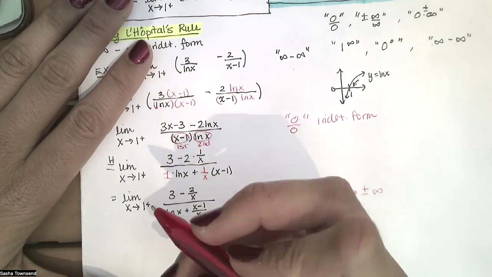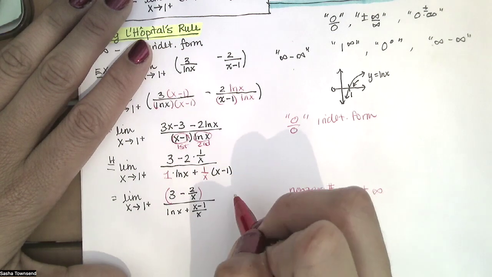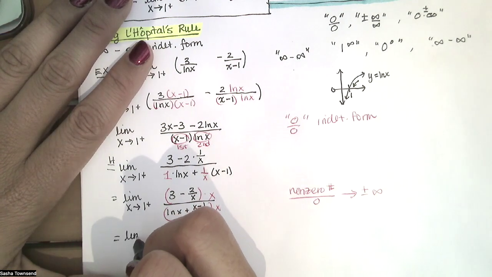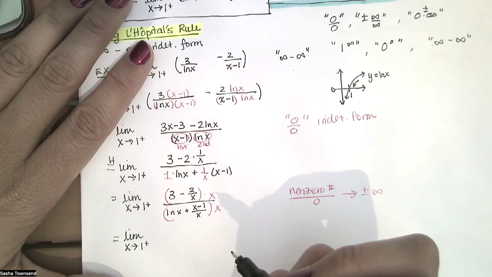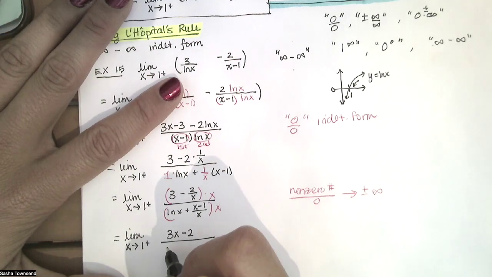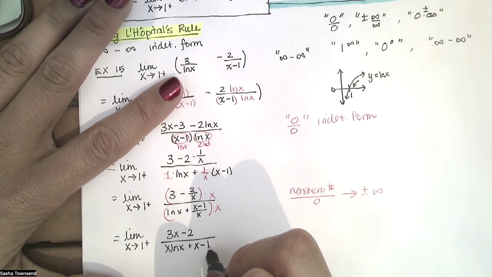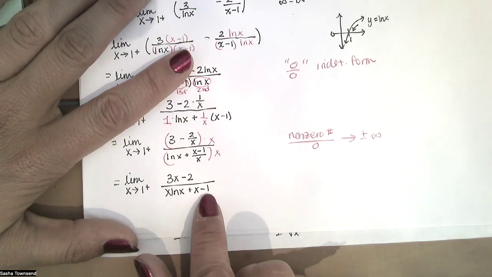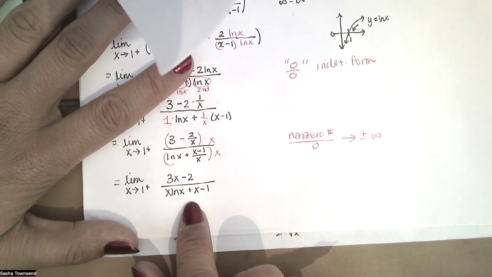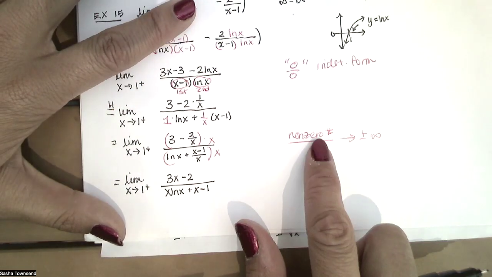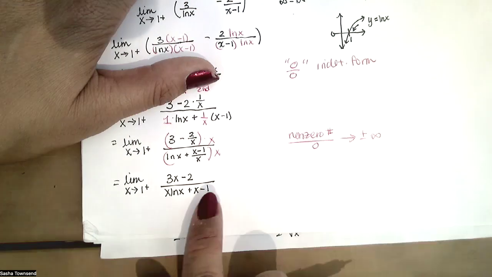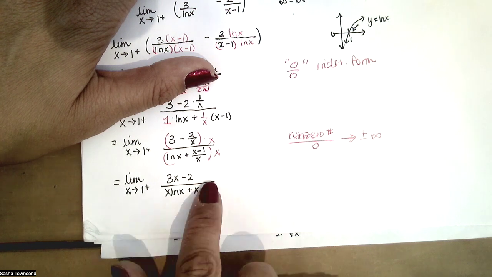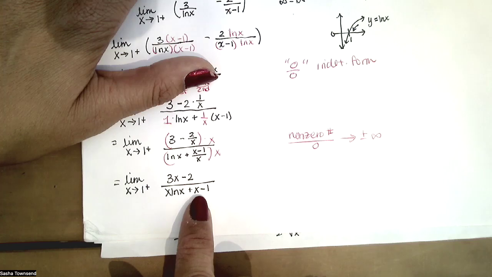So you might say, how do I know which one it is? Well, let's clear the fractions. Let's multiply the numerator and denominator by x to get rid of those fractions within a fraction. Then I have 3x minus 2 divided by x natural log of x plus x minus 1. And now, when I substitute x equals 1 into this, I still have a 1 divided by 0. So I get plus or minus infinity. And we just have to think about how this function in the denominator approaches 0. Is it a tiny positive number or is it a tiny negative number?